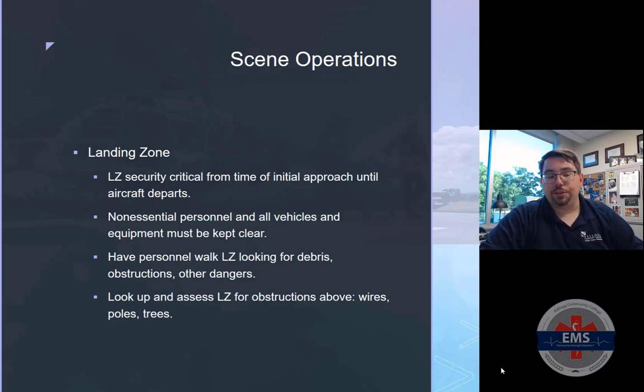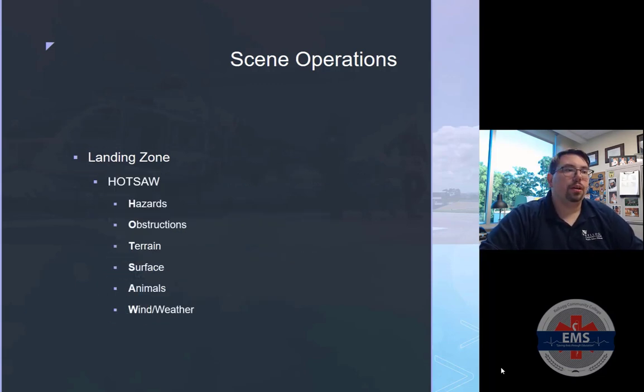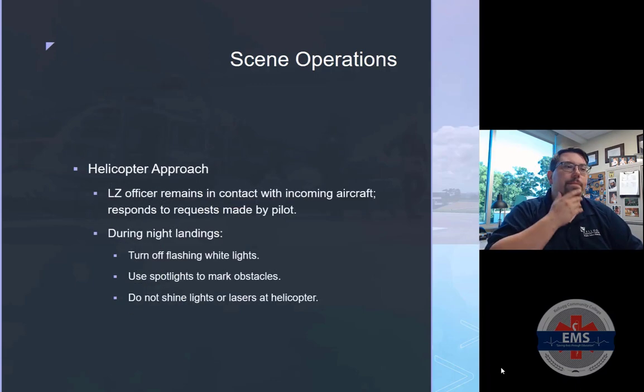And then look up as well. Not only look down, but look up. Do you have any obstructions, wires, trees, poles, you name it? What exists there? We also look for what's called the HOT SAW. That's just another acronym that we use in EMS, right? Not that we don't have enough, but this is what we're looking for to identify to the oncoming crew hazards potentially as they begin to land the aircraft. What hazards do they have? Are there obstructions? What type of terrain or surface are they dealing with? Are there any animals in the area? And then what type of wind and weather are we actually working with?